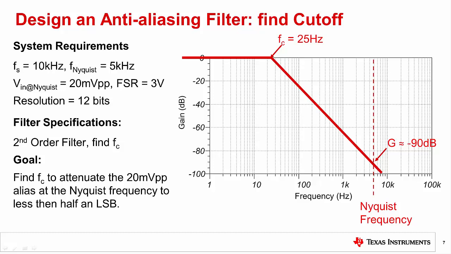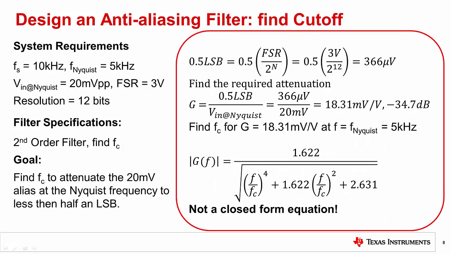In the next slide, we will consider the math involved in selecting the best cutoff frequency to give us the required attenuation. First, remember that we need to attenuate the signal to less than 1/2 an LSB. Solving this for a 12-bit ADC with a 3-volt full-scale range gives us 366 microvolts for half of 1 LSB.